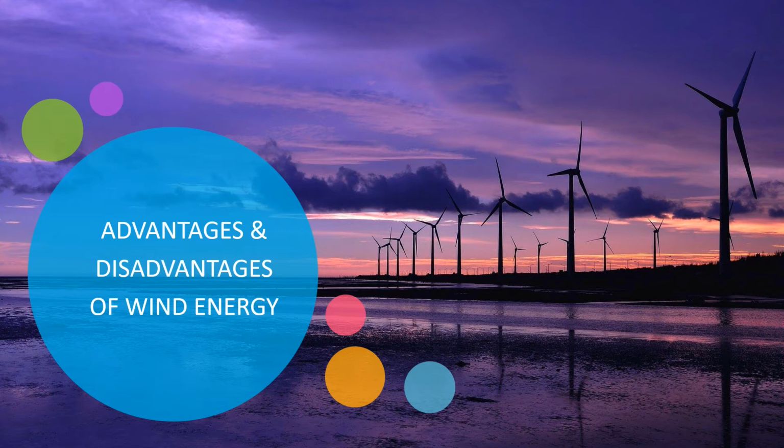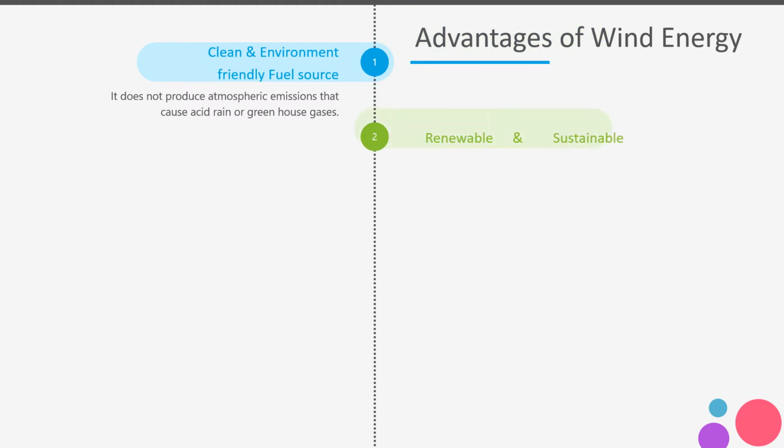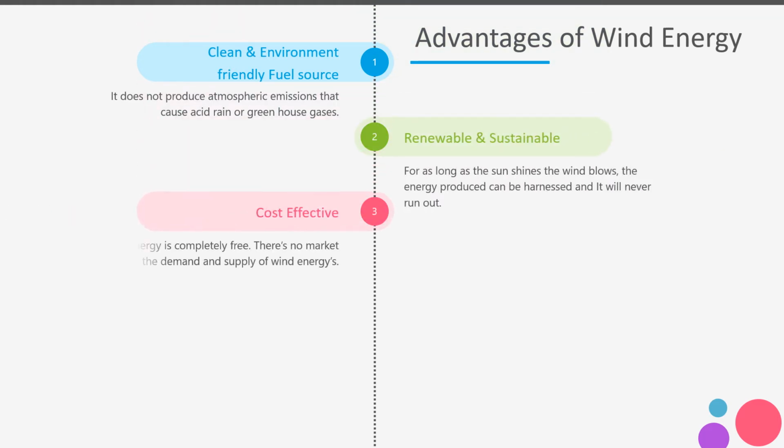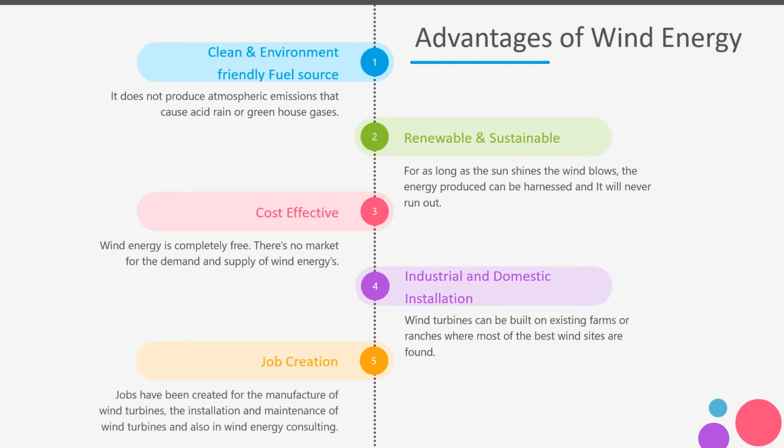Today I'm going to discuss the advantages and disadvantages of wind energy. Let's start with the advantages of wind energy. Firstly, wind energy is clean and environmentally friendly. It does not pollute the air like power plants relying on combustion of fossil fuel. It does not produce atmospheric emissions that can cause acid rain or greenhouse gases such as carbon dioxide or methane.